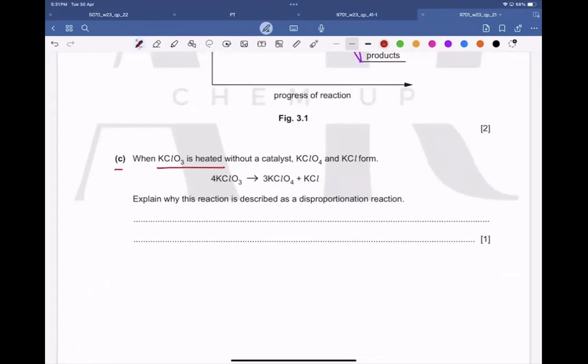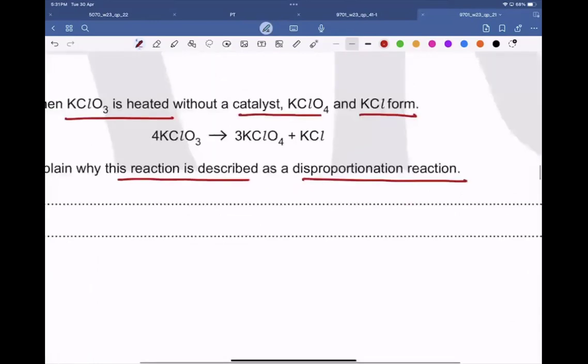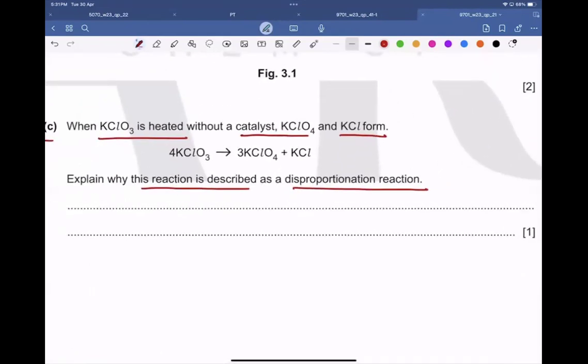Okay, now C part. When KClO3 is heated without a catalyst, KClO4 and KCl form. Explain why this reaction is described as a disproportionation reaction. Okay, so the disproportionation reaction is the one in which a single species is oxidized and reduced. And if you see here, it's chlorine. Here, the oxidation number of chlorine is +5 because it's -2 times 3 and it's +1. And if you see, it becomes KClO4, 4 oxygens, so -2 times 4 makes it -8 and it's +1. So here the chlorine would be +7 and here the chlorine would be -1.